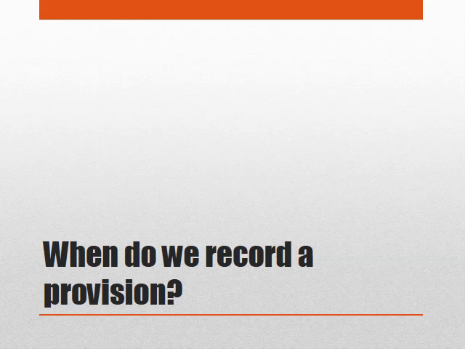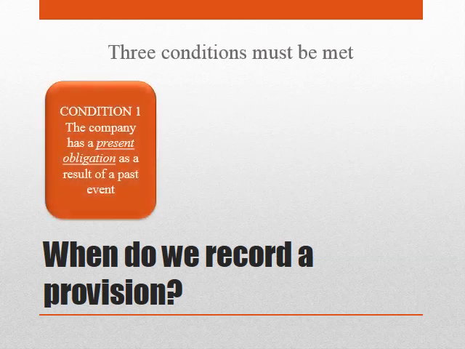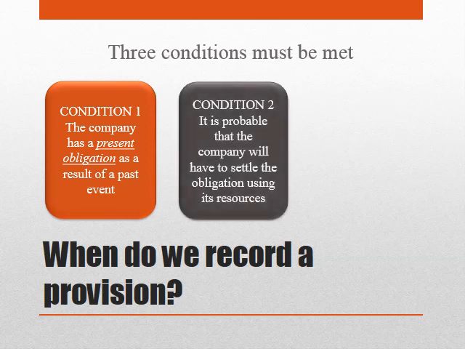So let's now think about when we record a provision. Well, we do it when three conditions have been met. The first condition is that the company has a present obligation as a result of a past event. So we can't create a provision for something that hasn't happened as yet. So for instance, if we're making a provision for warranty claims, we can only look at those goods that have been sold prior to the year end. We can't start making provisions against sales after that year end.